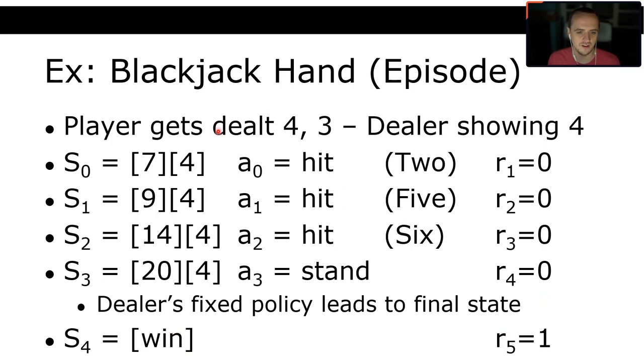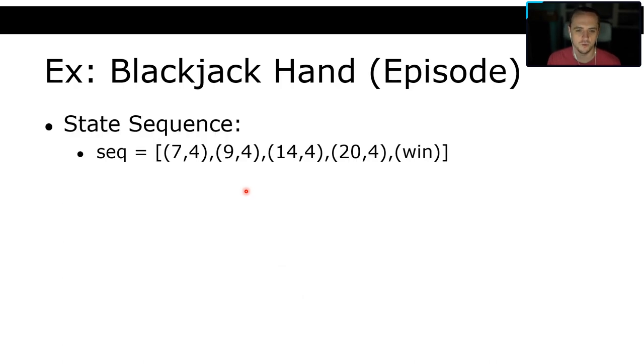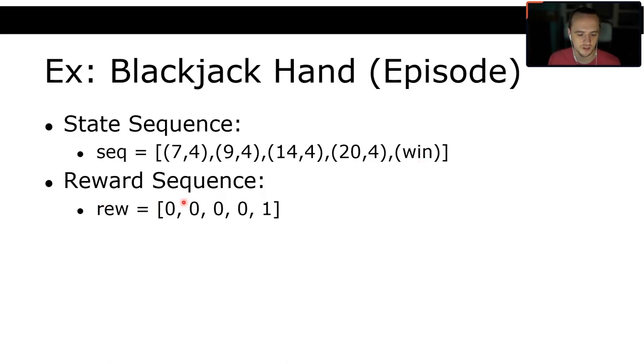Okay, so this is an episode, and we can think about episodes in these terms for basically anything, not just blackjack. So the sequence of states was 7-4, 9-4, 14-4, 20-4, and then win. Right, so that was the sequence of states, how I represent them. The reward sequence was 0, 0, 0, 0, 1.